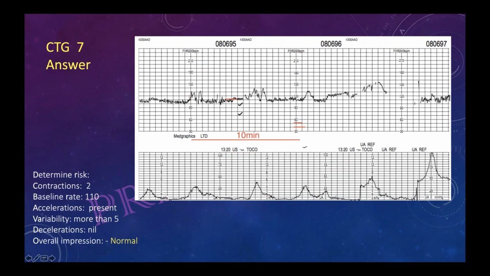You have done it very well. In 10 minutes there are 2 to 3 contractions. Baseline is 120, so this is the baseline. This is 110. Acceleration, yes, these are accelerations. Variability, we are happy, more than 5. No deceleration, overall normal.